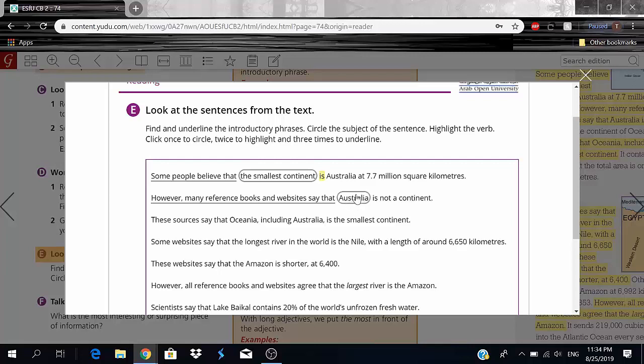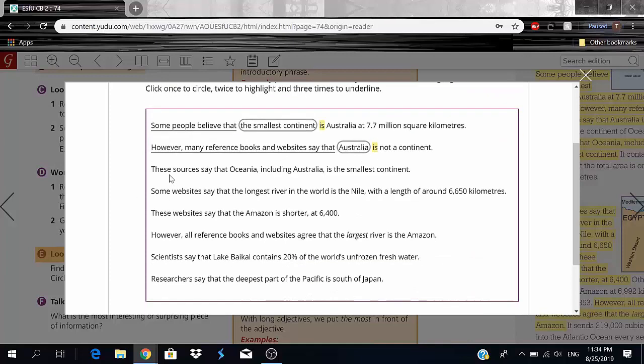Okay? So Australia, the subject of our sentence, is our verb, not a continent. Okay, you guys? It's really simple. You just gotta get the hang of it, just like playing a video game. You gotta teach your brain how to recognize the introductory phrases, find the subject, and finally get the verb. Okay? Now, let's move on.